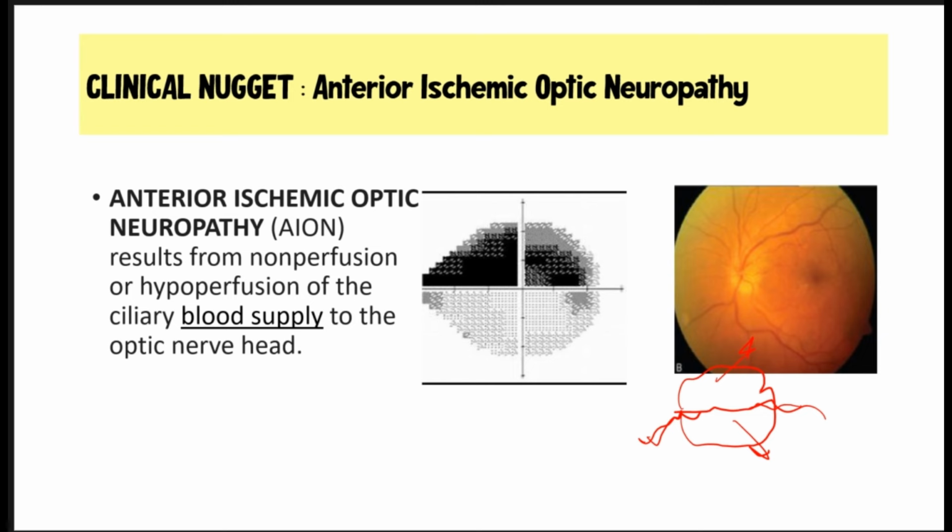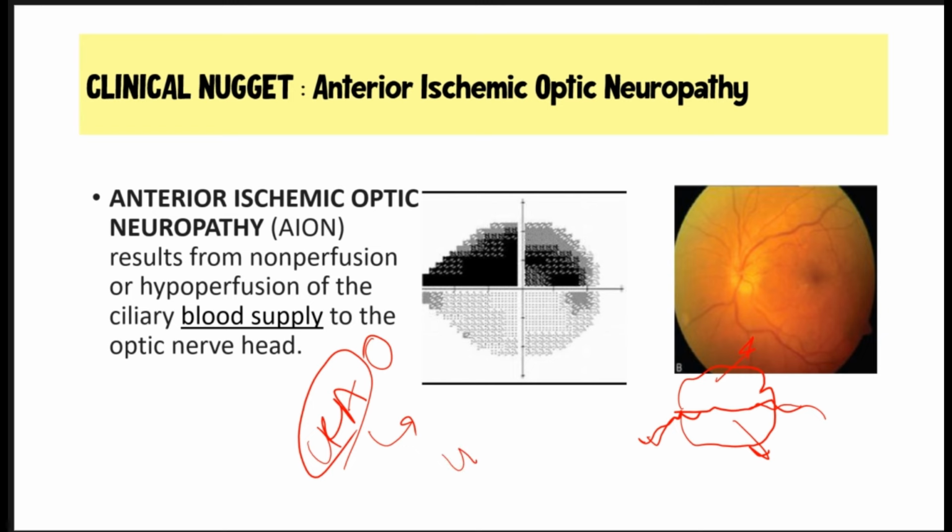It is basically a disorder that happens because of the non-perfusion or hypoperfusion of the ciliary blood supply to the optic nerve head. So, when the central retinal artery gets occluded, which is called central retinal artery occlusion, you will see a pale retina, because the inner 6 layers of the retina are being supplied by the central retinal artery, whereas the ciliary circulation is supplying the outer 4 layers and most of your optic nerve.